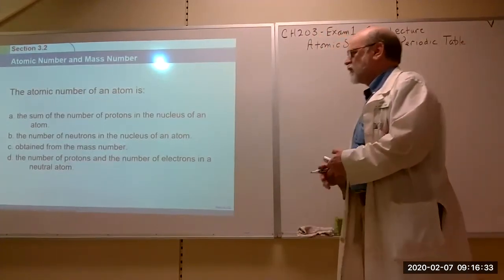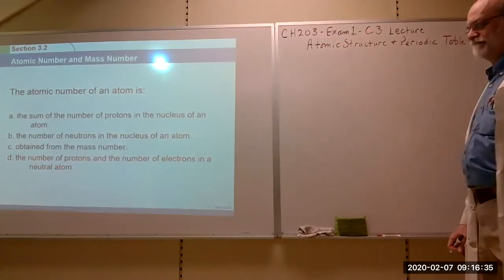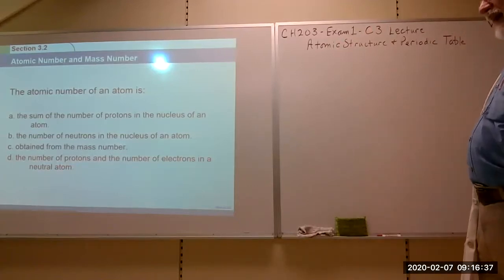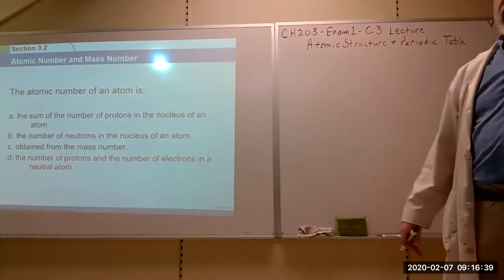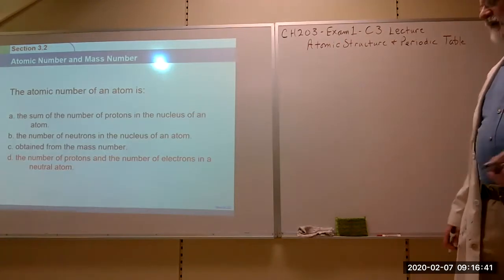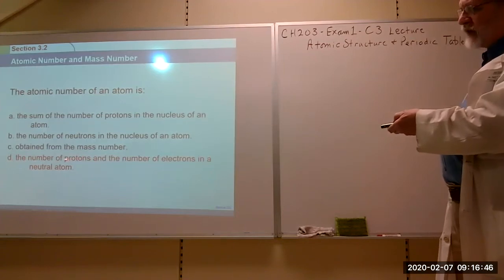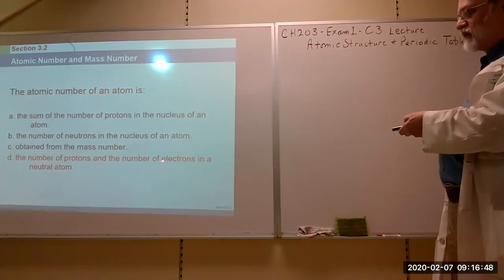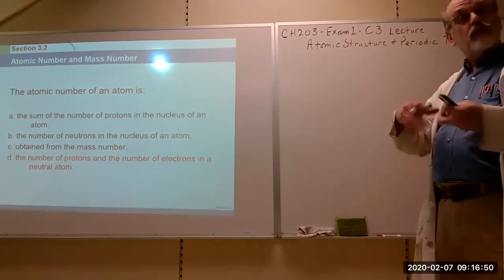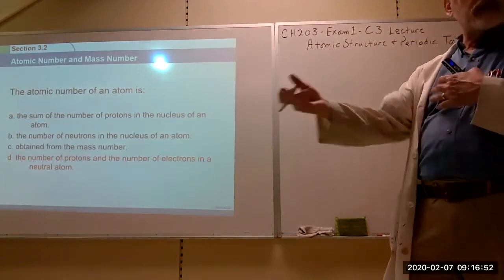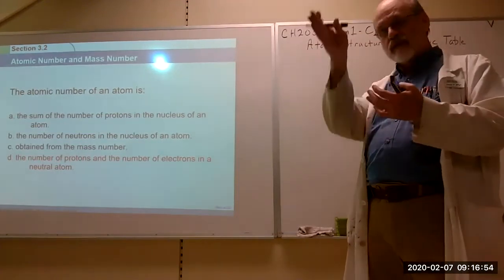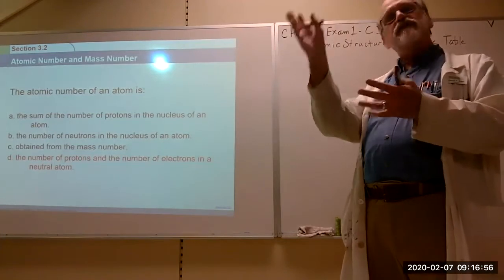So the atomic number of an atom is the number of protons, and the number of electrons in a neutral atom. But we focus on the number of protons. And if we know it's neutral, that means the same number of electrons. If we know it's charged, then we can also calculate the number of electrons depending on the charge balance, whether it's positive or negative.